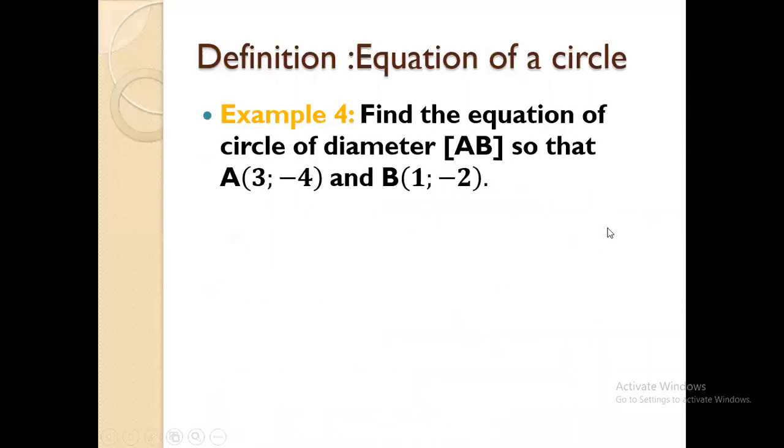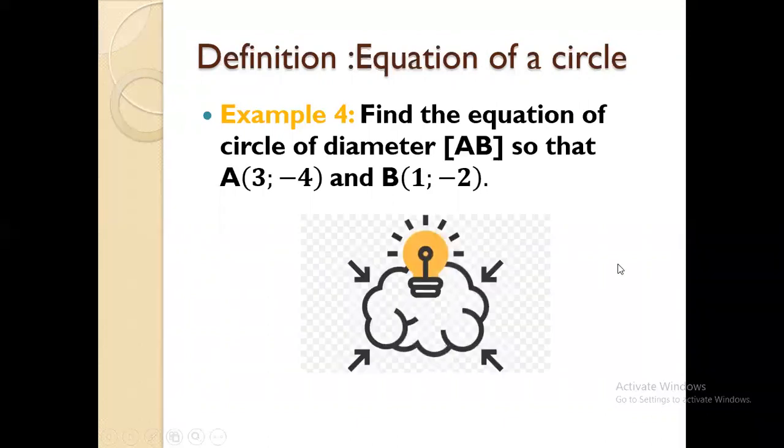Example 4. Find the equation of the circle of diameter AB, so that A is (3, -4) and B is (1, -2). For sure, to find the equation of the circle, as we mentioned before, you need to know the coordinates of the center and the value of the radius. Since A and B are the extremities of a diameter, can't we get the coordinates of the center? And can't we get the value of the radius?